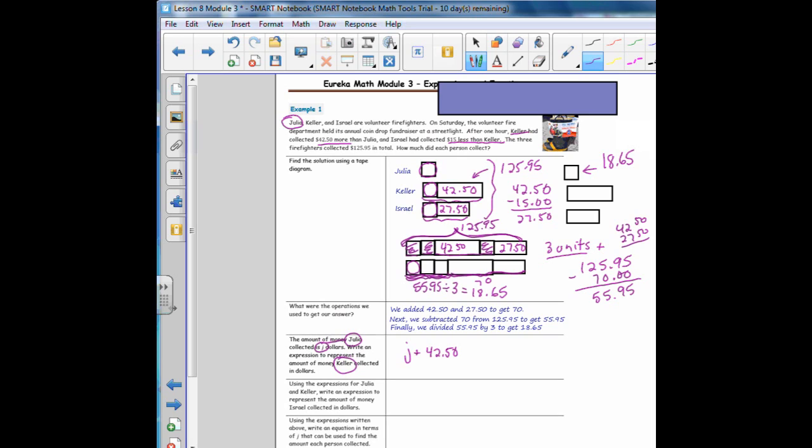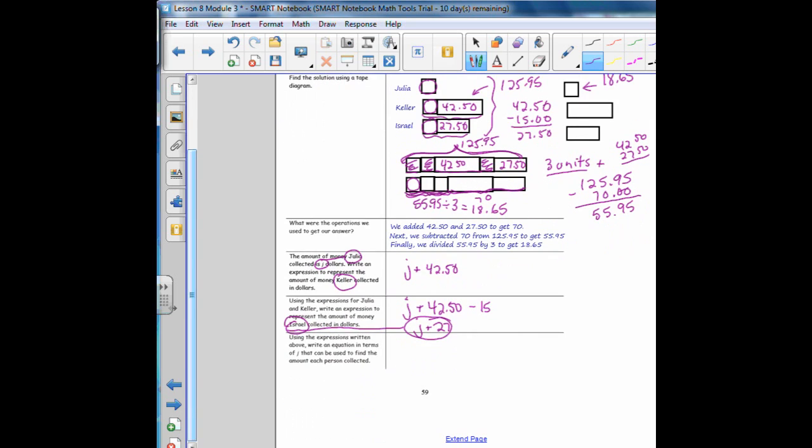Then, using the expression for Julia and Keller, write an expression to represent the amount of money Israel collected in dollars. So Israel collected J plus $42.50, but it said that he collected $15 less than Keller. So now we want to subtract $15. So Israel's expression is J plus $27.50.